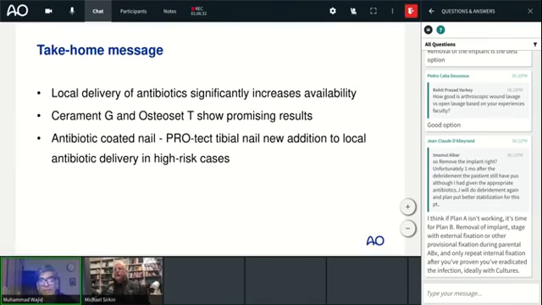The take-home message is that local delivery of antibiotics significantly increases availability of the antibiotic. Cerament G and Osteoset T show promising results. The only available implant is the tibial nail, which is a commercially available antibiotic-coated implant, and it can be used to increase the antibiotic delivery in high-risk cases.